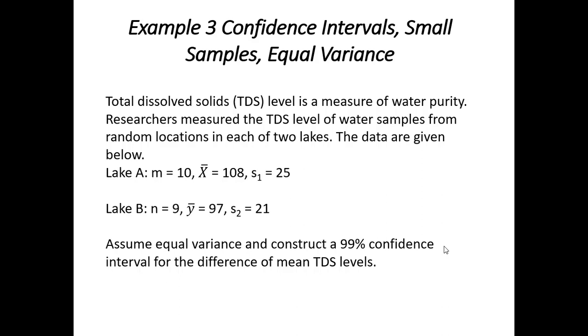Total dissolved solids, which we'll abbreviate as TDS, is a measure of water purity. Suppose researchers measured the TDS level of water samples from random locations in each of two lakes, and the data is given here. So in Lake A, they took 10 different samples, and in Lake B 9, these are the sample means for TDS, and these are the sample standard deviations. Assuming equal variances, construct a 99% confidence interval for the difference in mean TDS levels.